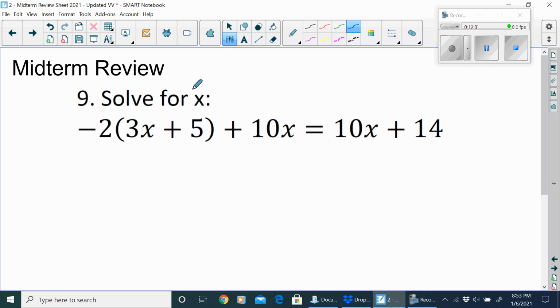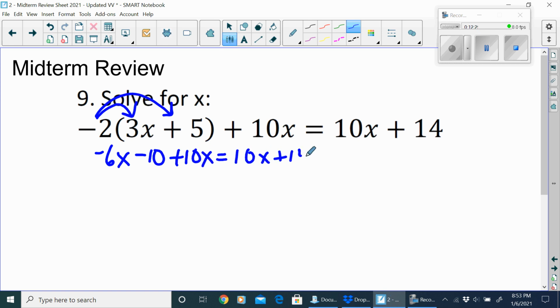Solve for x. The first step we have here is the distributive property. So we're going to distribute the negative 2 to the 3x and to the positive 5. Negative 2 times 3x is negative 6x. Negative 2 times 5 is negative 10. Bring down the 10x. We're not ready for it. We get 10x plus 14.